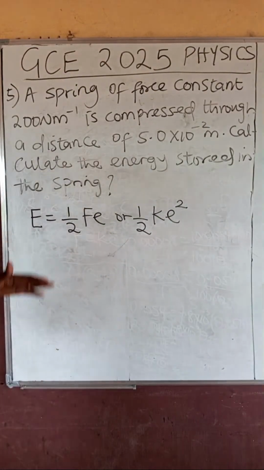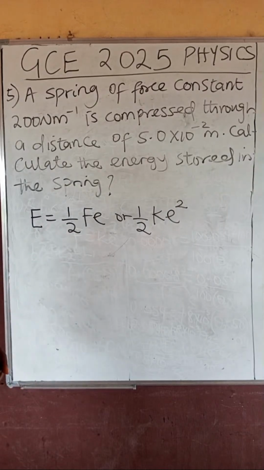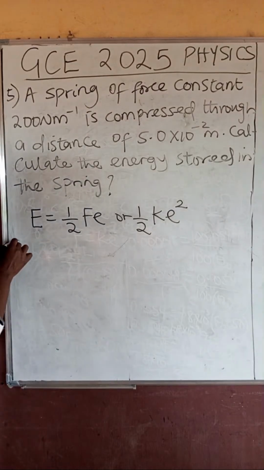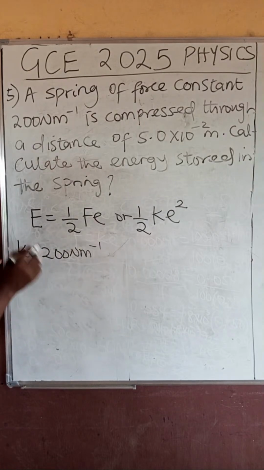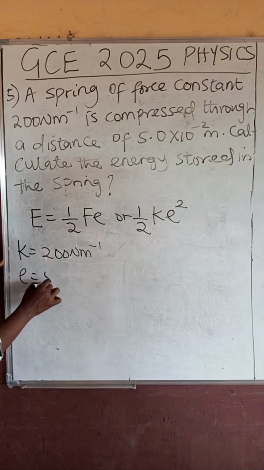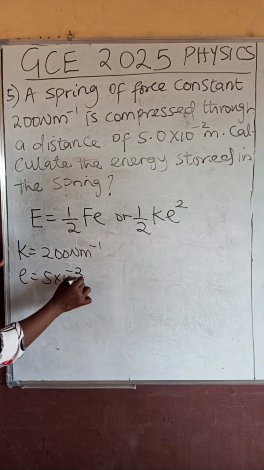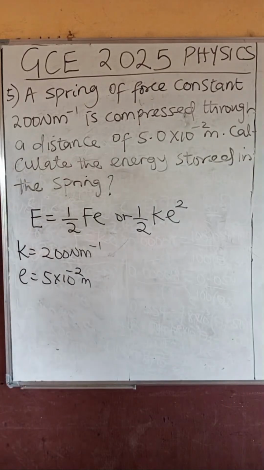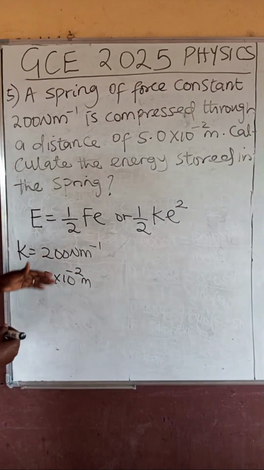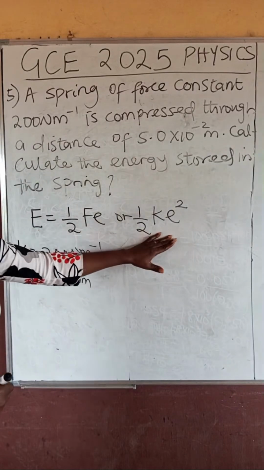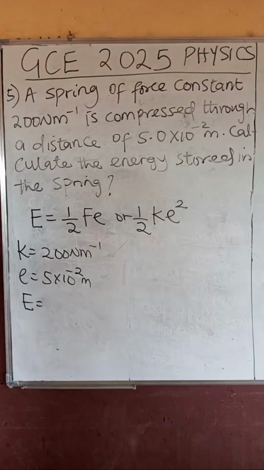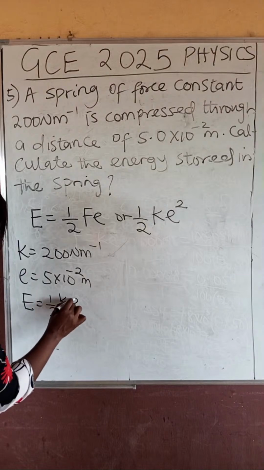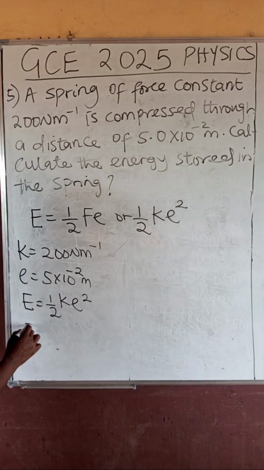So we're going to state the parameters given. Let's see the equation that will fit into what we have. We are given a force constant, which is K. K is the force constant, given as 200 Newton per meter. Then it is compressed through a distance of 5 times 10 raised to power minus 2 meters, which is my extension. So from what I have, the formula that will suit this is this second one. So I'm going to apply it by saying that E, which is the energy, is equal to half Ke squared, right?